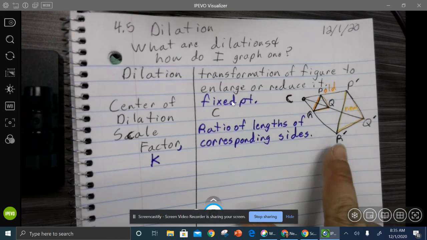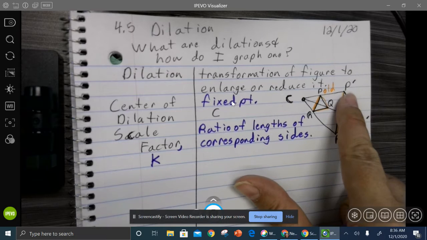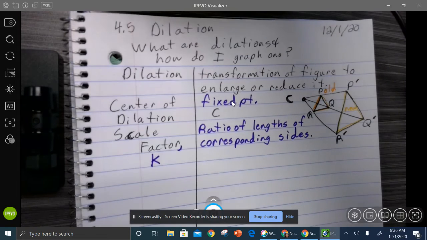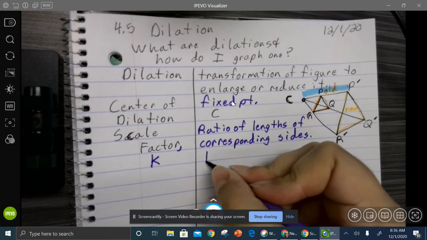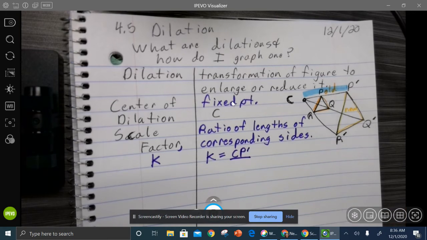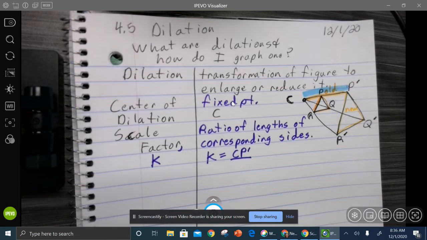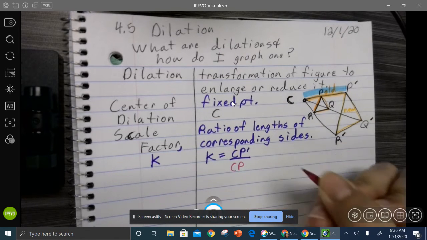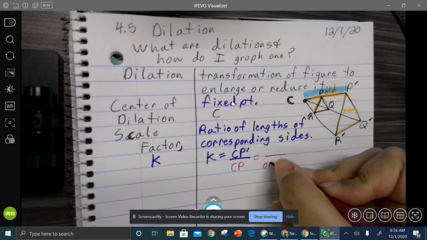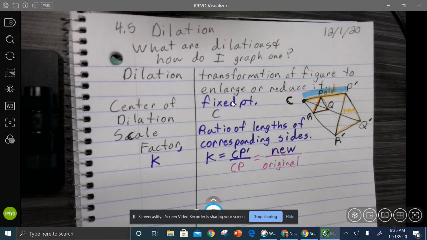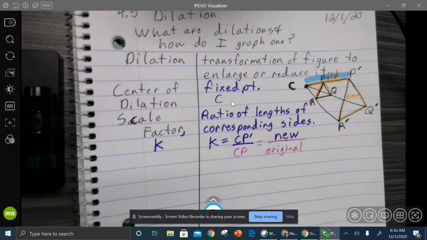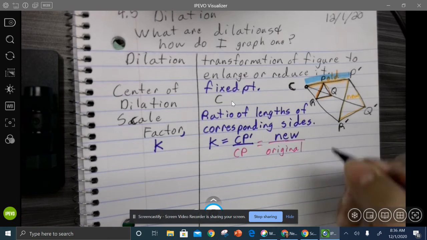If we were going to do this, it would be from the center to P. If we're just looking at this length, it's C to C prime over the old length, so we put C over P. You're also going to see this as original, but you can also think of it as new over old. So that would be to find the lengths of these. Let's say that length is 12.